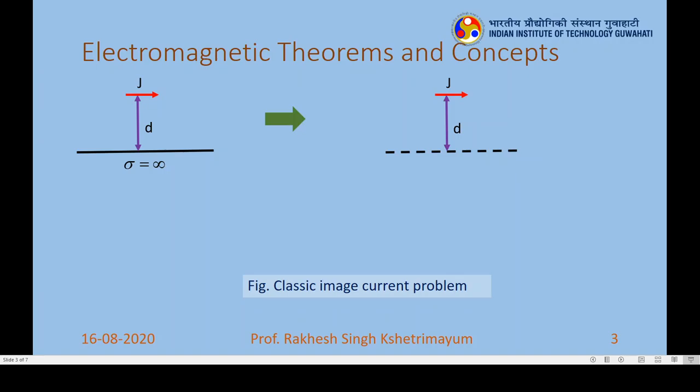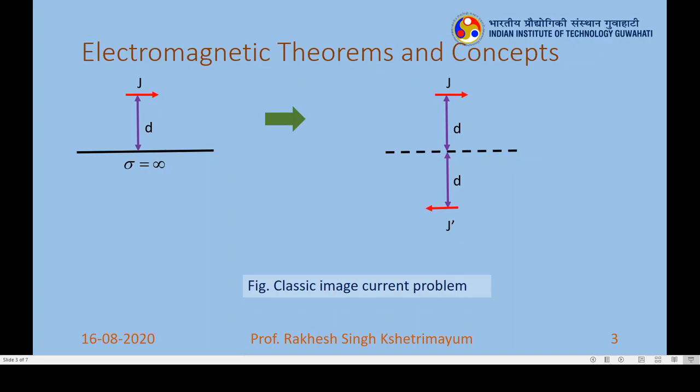So in order to satisfy that boundary condition, I need to introduce an image current density at a distance d in the lower half plane, whose direction is opposite, and it will have the same amplitude. So these two electric current elements will give you the boundary condition at the perfect conducting surface, the infinite conducting surface of the original problem, which is shown by the dashed line here.